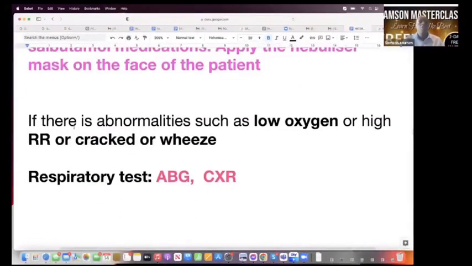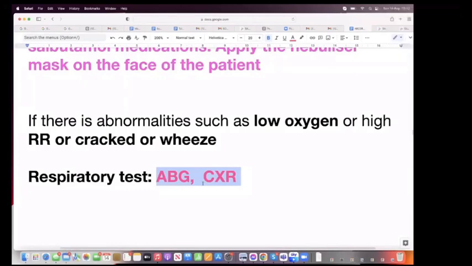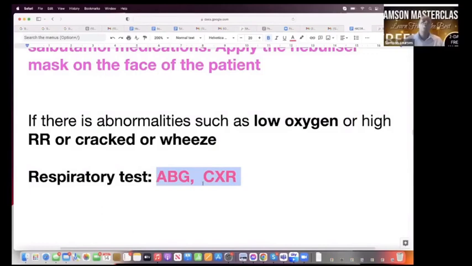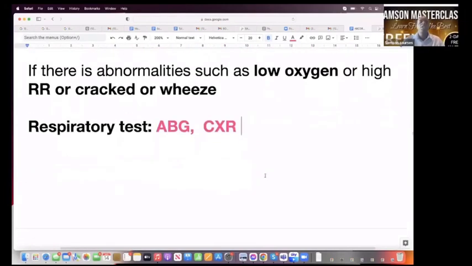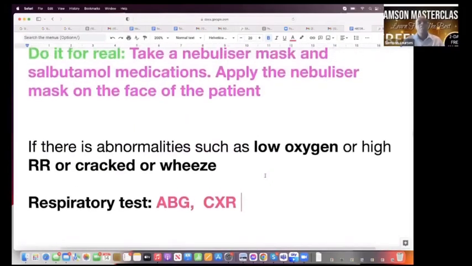What else do we need? If there have been abnormalities on the B, or examination of the chest, such as low oxygen or crackles or wheeze, then we need the respiratory tests. Okay, that's an ABG and the chest X-ray. How do you do it? Try to speak to the patient all the time. Okay, Mr. Brown, I need to arrange a chest X-ray for you, and I also need to arrange a blood test called an ABG to check for oxygen in your blood. Okay, so that is B for us.